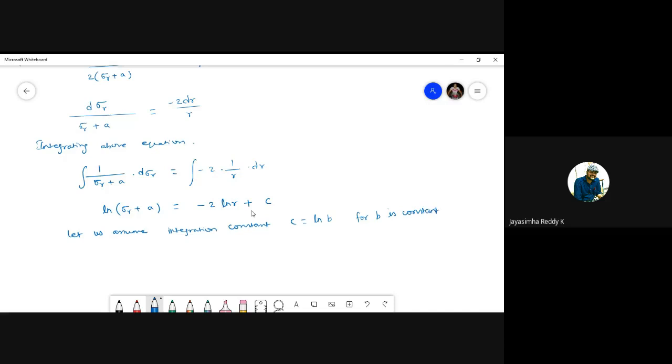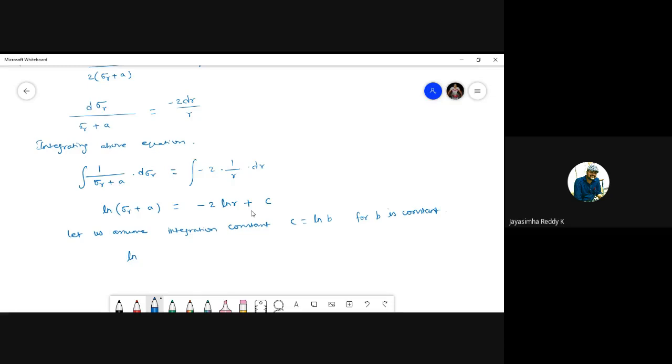So you have to remember this, students. This is just for our analysis purpose. I am assuming c as ln of b, and similarly in the starting I have assumed sigma h minus sigma r is equal to 2a. These two assumptions you should remember. That is purely for our assumption and analysis purpose.